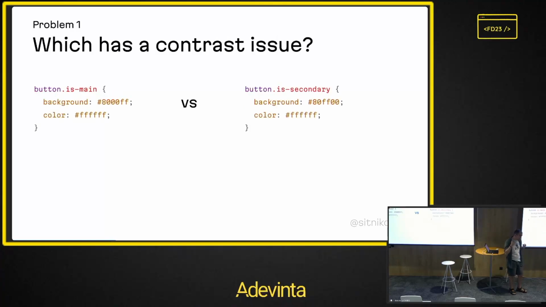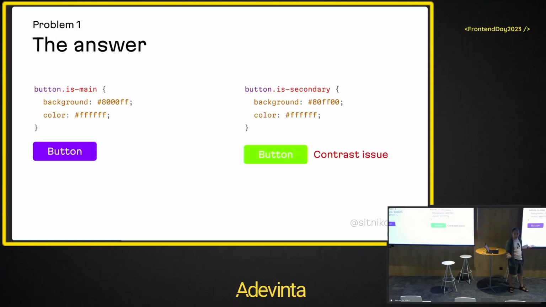There are even more important questions, like where we will have a contrast issue. If we find these colors in our real CSS, and this is the background, this is the color, where will we have a contrast issue? And this question is really important for the application, because if we have a contrast issue, clients will not be able to read anything. And the answer is this simple.